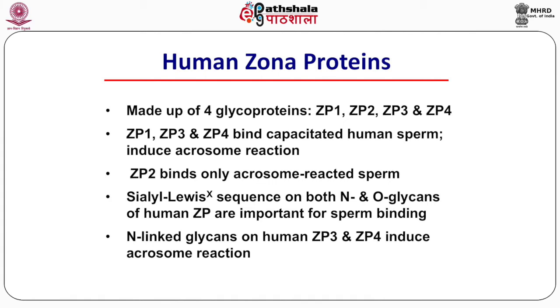The sialyl-Lewis X sequence, which is present on both N and O glycans of the human zona pellucida, are important for sperm binding. The N-linked glycans on the human VP3 and VP4 are responsible for inducing the acrosome reaction. In mice, there are only 3 glycoproteins which make up the zona pellucida, namely VP1, VP2 and VP3, and in both cases VP2 is responsible for binding acrosome reacted sperm.